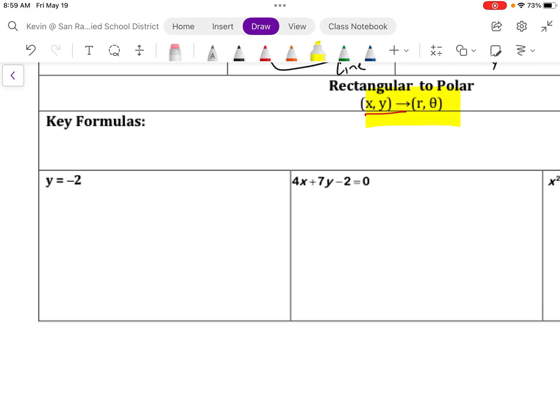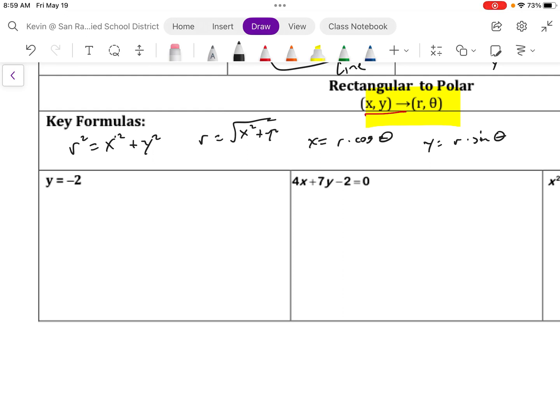All right, the next part here is going from rectangular to polar. Key formulas: r squared equals x squared plus y squared. That's the same as saying r equals the square root of x squared plus y squared. It's just another way of saying it. And then we're going to use x equals r times cosine theta, and y equals r times sine theta. So same formulas as we used before.